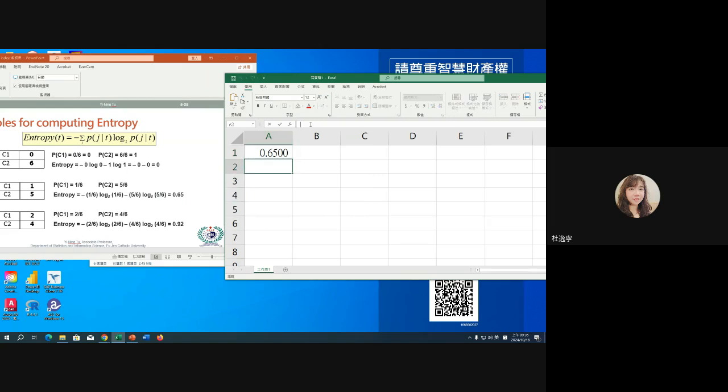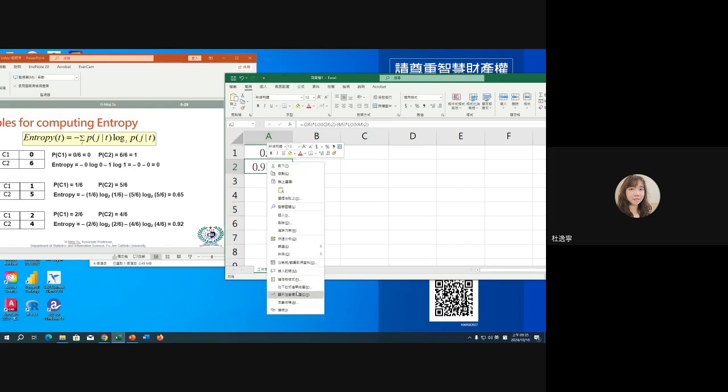This case is 2 divided by 6. So we give it a minus first. And 2 divided by 6 multiplied by log, 2 divided by 6 and the base is 2, always 2. And minus another one: 4 divided by 6 multiplied by log, 4 divided by 6 and the base is 2. So finally we'll get the answer, just similar to the material I provided you.